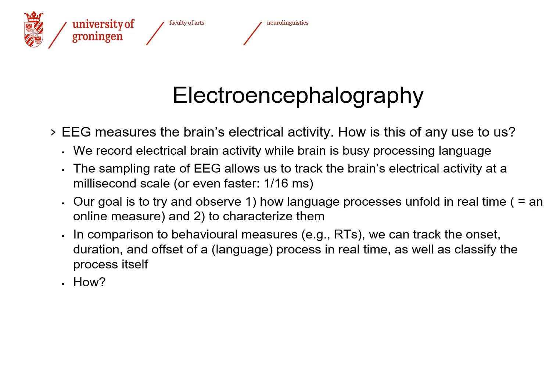Right, so we've established now that EEG measures the brain's electrical activity, but what remains unknown as of yet is how this is of any use to us in language research. So what we normally do when we carry out EEG experiments in our linguistic lab is that we record the brain's electrical activity while the brain is busy processing language. What does it mean? It means that we record the electrical activity of a participant while that person either reads something or listens to something.